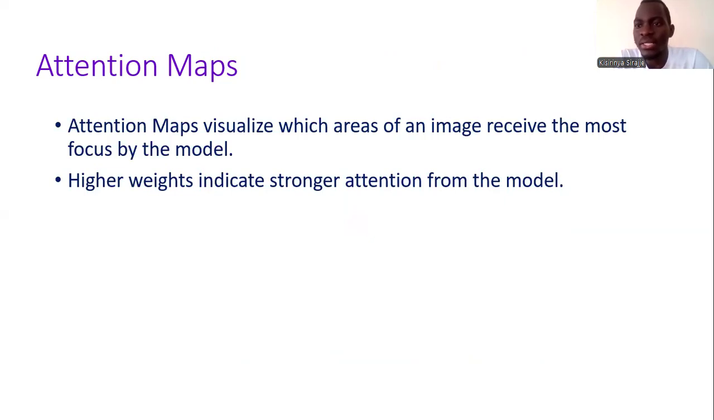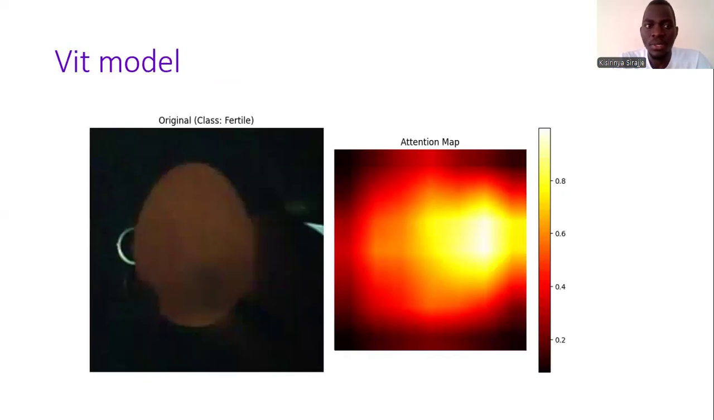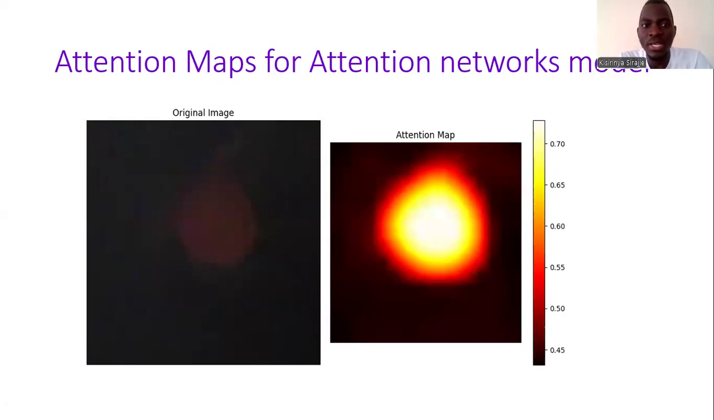And the last technique or method I used is attention maps. It tries to focus on the area of the image where it is, and brings in higher weights, which indicate a stronger attention for the model. So it focuses more where the image is. As you can see here, this is the vision transformers model. It tries to focus within where the image is and draws to visualize how the model sees it. And here, this is the attention networks model. We try to also focus more where the image lies.